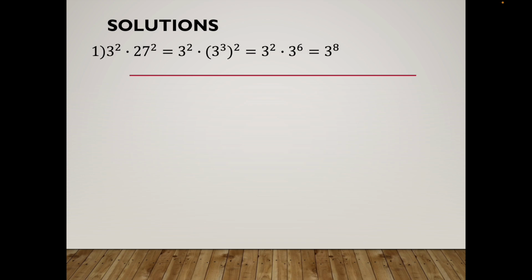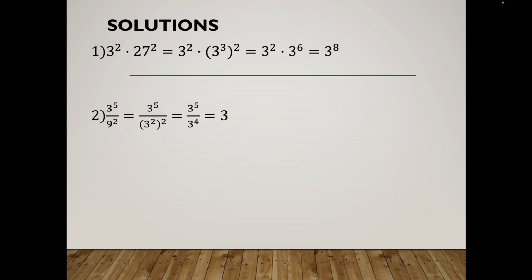For the first question, I have a base of 3 and a base of 27, but 3 is my lowest base. So my goal is to see if I can make my 27 become a base of 3, and of course it can. So I have 3 to the power of 2 times (3 to the power of 3) to the power of 2. Doing my power of power law, I get 3 to the power of 2 times 3 to the power of 6, which equals 3 to the power of 8 after I add my exponents.